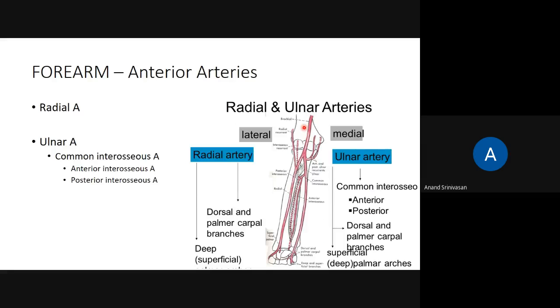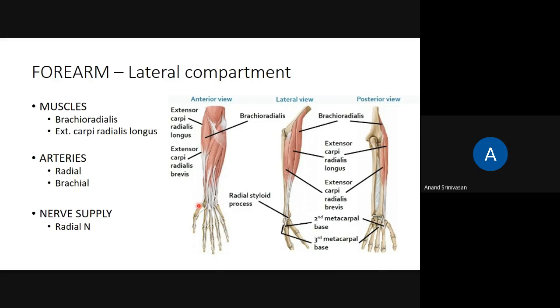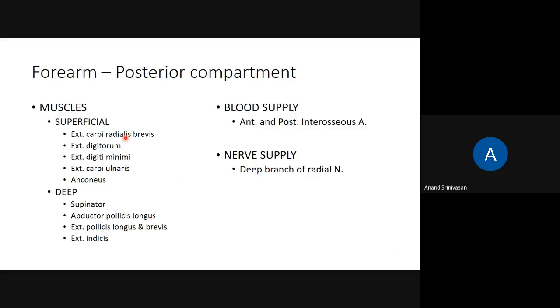The lateral compartment is the brachioradialis and the extensor carpi radialis longus. Okay, the brachioradialis also helps in flexion in the mid-prone position. They help in flexion of the elbow at the elbow joint. As well as there is extensor carpi radialis longus.